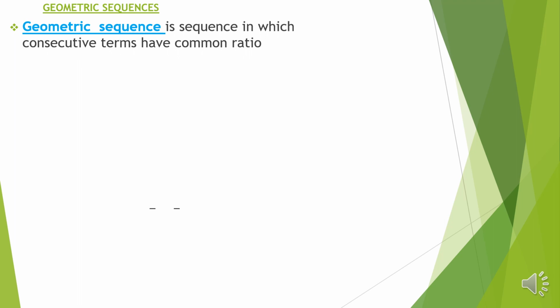Now, on a quick note, realize that a geometric sequence is a sequence in which the consecutive terms have a common ratio. And remember, this common ratio you can obtain by taking the second term by the first term or the third term by the second term and so on and so on.